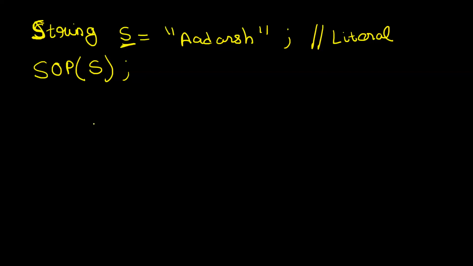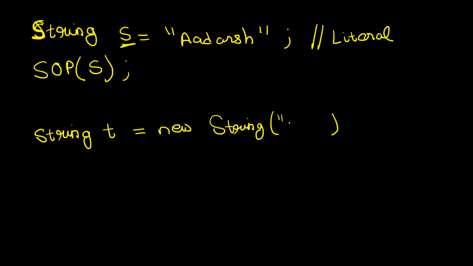Okay. Now, the second way of making a string, see, we don't want to go into very much details here. We just want to understand the fundamental ideas. Okay. Now, the second way of making a string can be something like this. String T, okay, is equal to new string, okay. Then within brackets, you can specify the contents of your string. Okay, let's say AAD. Okay.